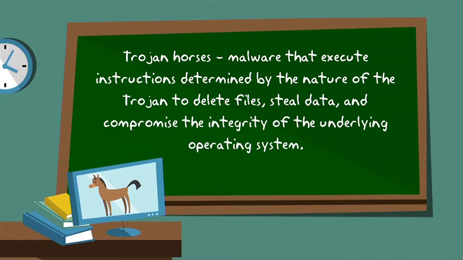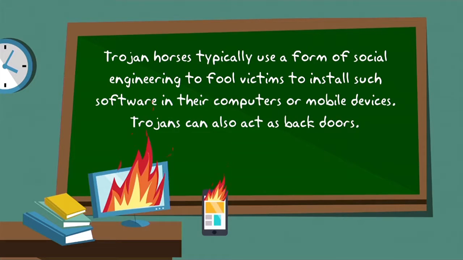Trojan horses are malware that execute instructions determined by the nature of the Trojan to delete files, also to steal data, and also to compromise the integrity of the underlying operating system. They typically use a form of social engineering to fool users to install such software in their computers or mobile devices. They can also act as backdoors, which is the next definition that we would like to cover.